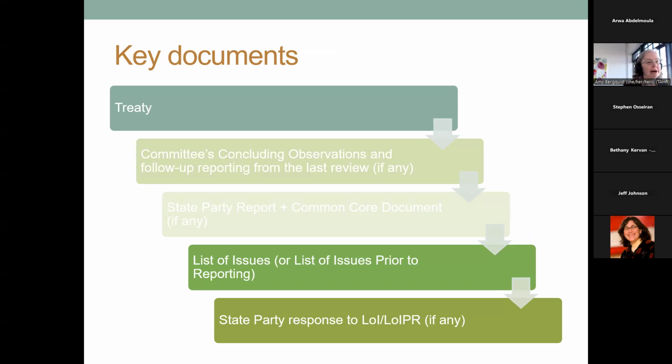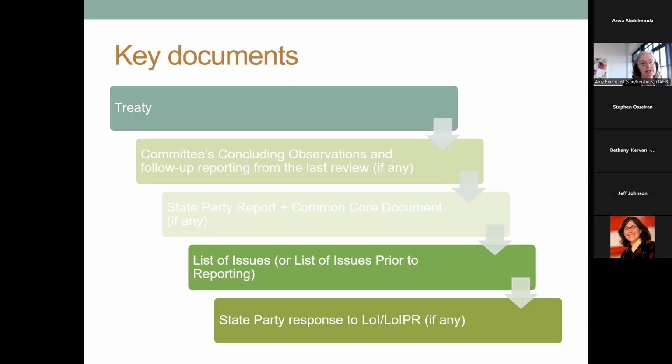So our key documents are, of course, the treaty, the committee's concluding observations from the last review, and the state party report. Those are less relevant, though, because we're farther along in the process. So what's most relevant for these alternative reports or shadow reports are the list of issues or list of issues prior to reporting, and then the state party response or reply to the LOI or LOI-PR.